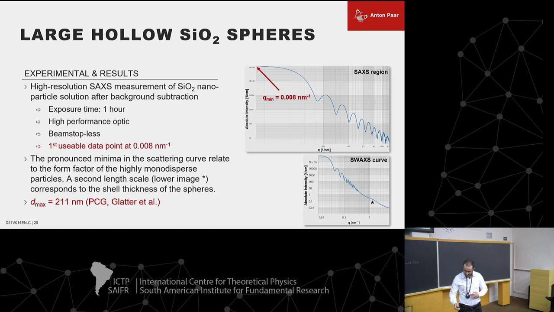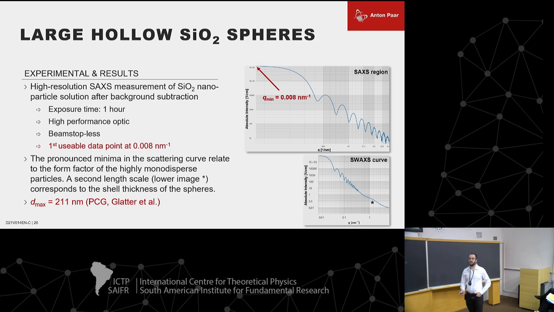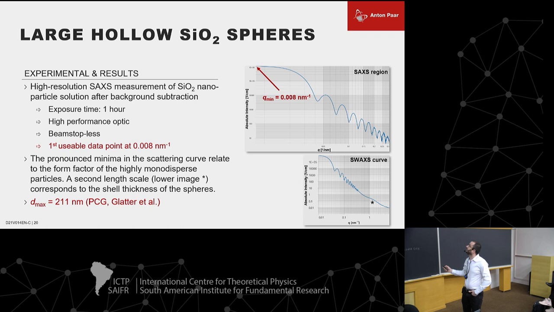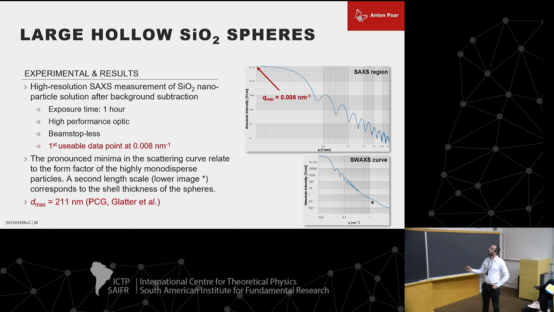So here, a silica nanoparticle with a known diameter of 213 nanometers was used. And for these experiments, the authors used 1 hour of exposure time with higher performance optics without a beam stop. And the first usable data were obtained at 0.008 per nanometer.